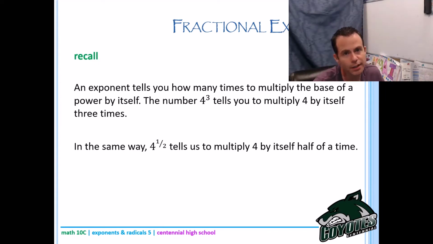This one might sound a little bit more complicated though. In the same way, 4 to the 1/2 tells us to multiply 4 by itself half of the time. And what we got to try and do today is just kind of figure out what that means.